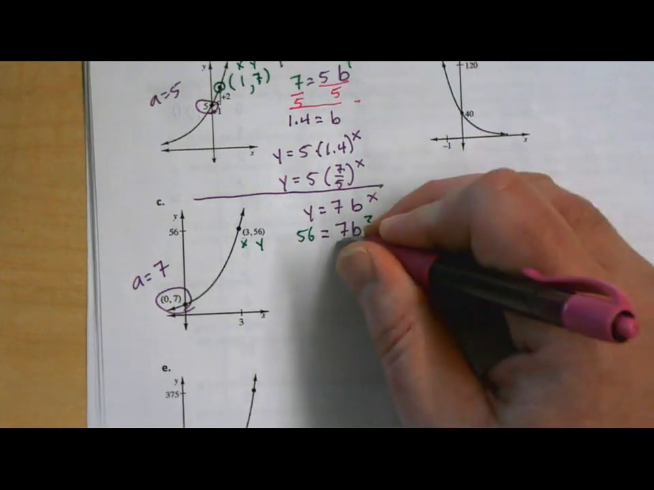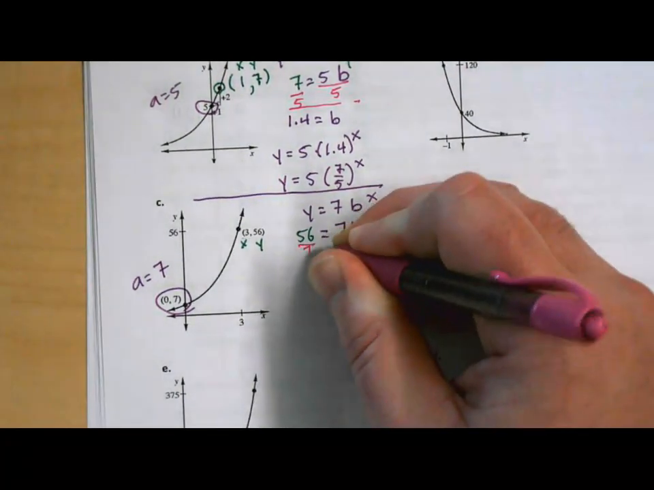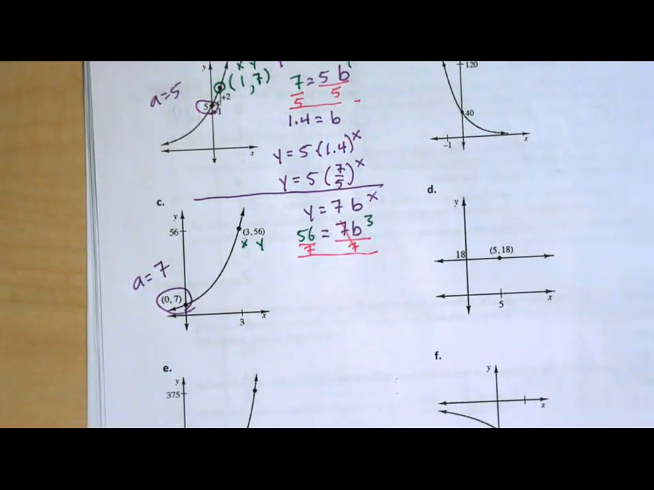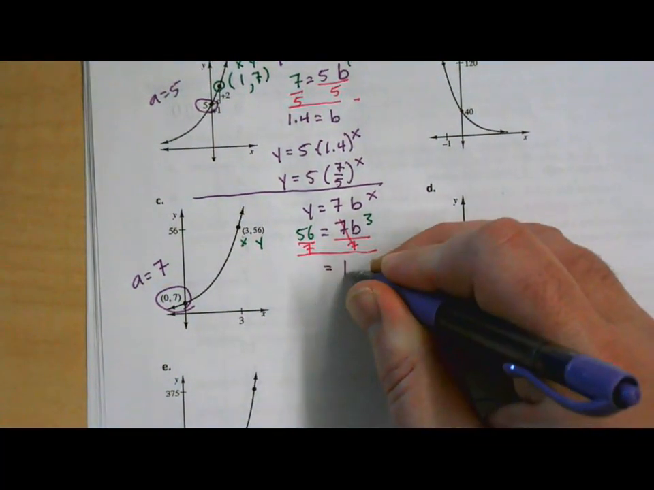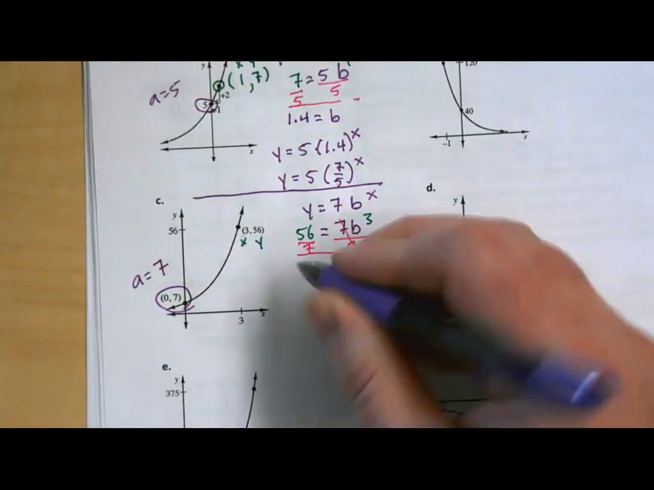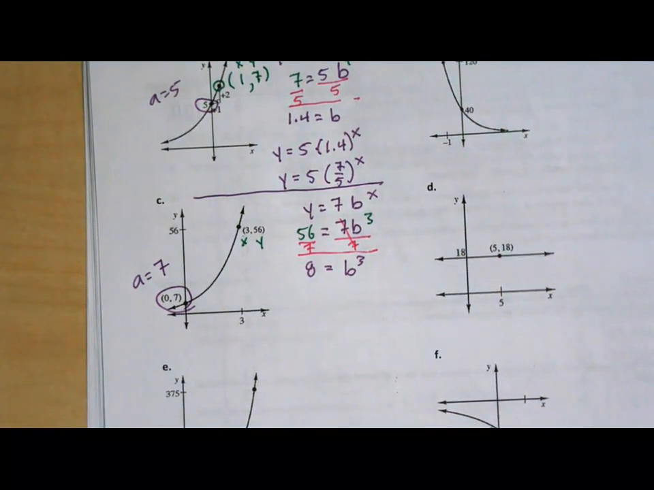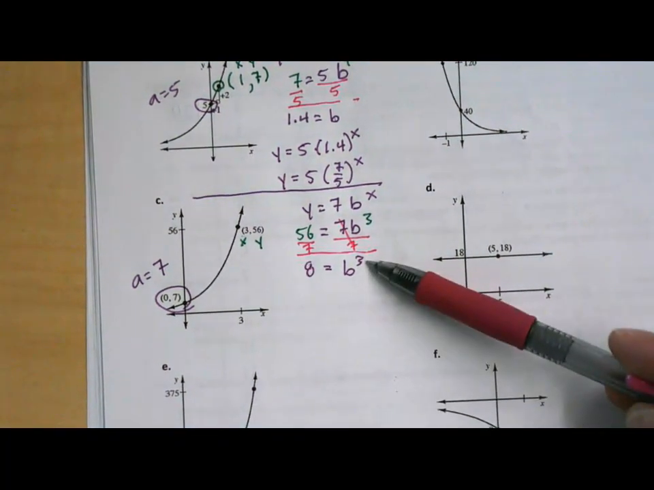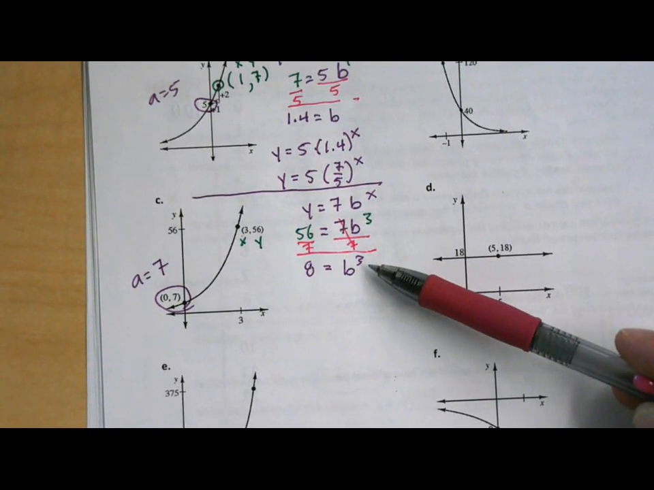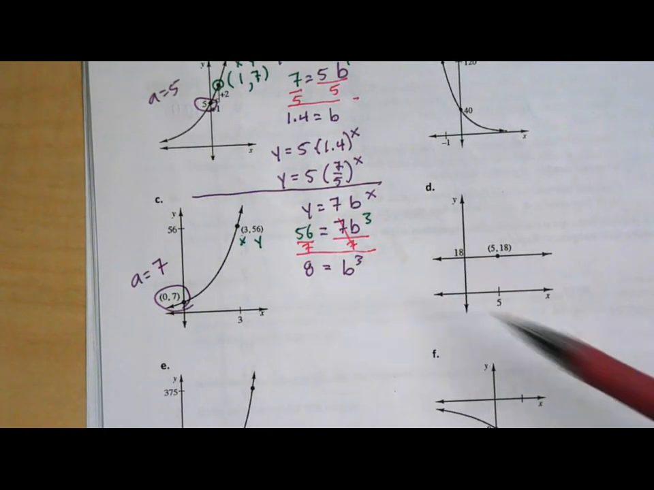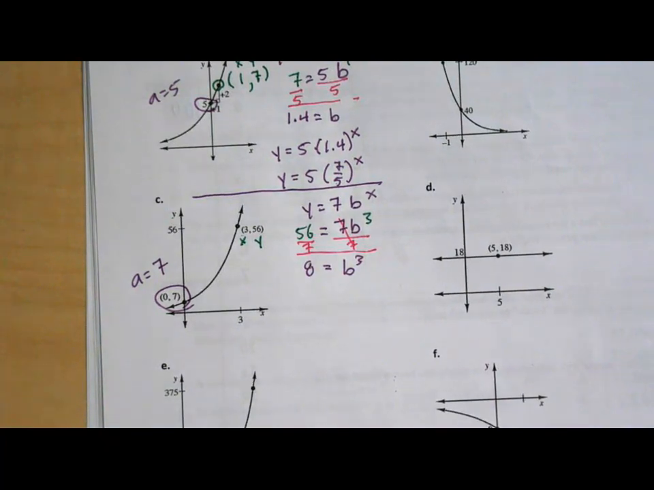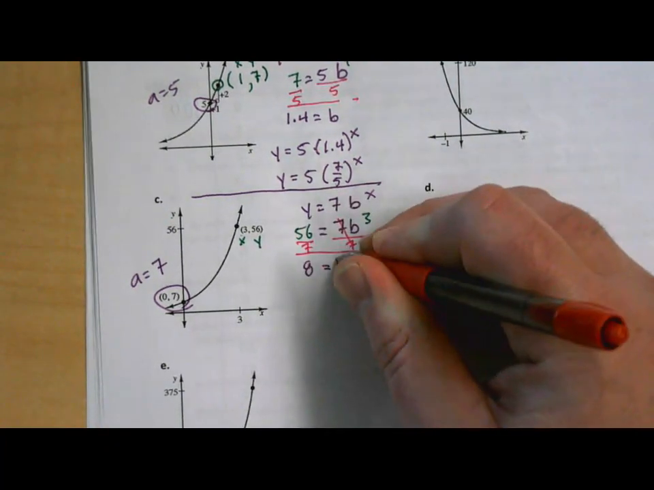Yeah, let's get rid of that 7. Let's divide by 7 on both sides. I like your thinking. So now this is just b to the 3rd power over here. 56 divided by 7, I believe that's 8. And then how do we get rid of a power again? We use a root. Yeah. This time we're not going to use a square root, though. We're going to have to use a 3rd root because it's a 3rd power. So I'm going to do a 3rd root on both sides.